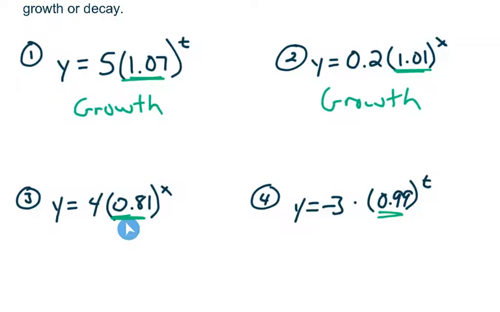0.81 is between 0 and 1, so this is an example of exponential decay. We're going to get smaller and smaller as time goes on. And 0.99, while it's very close to 1, is less than 1. Okay, this one is also exponential decay. So if your base, the number with the variable, whether it's x or t, doesn't really matter, is bigger than 1, like these two, it's going to be growth. If it's between 0 and 1, it's going to be decay.